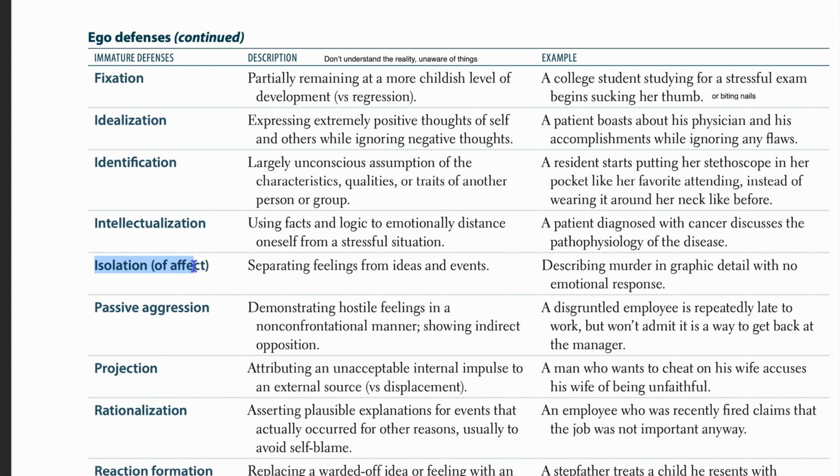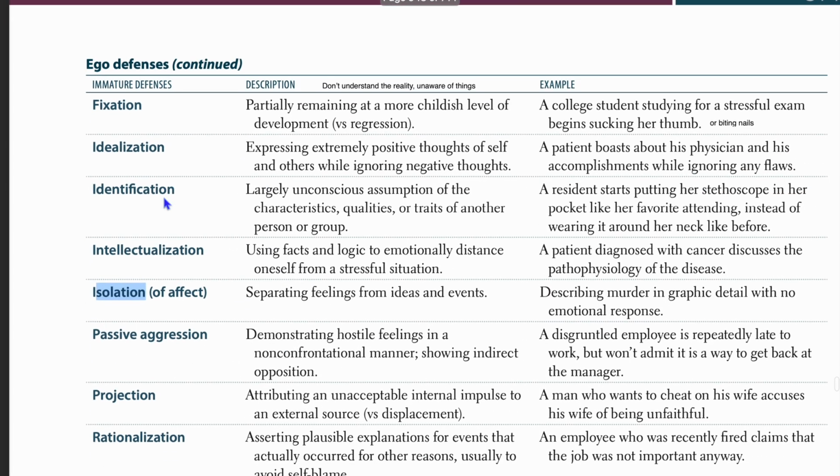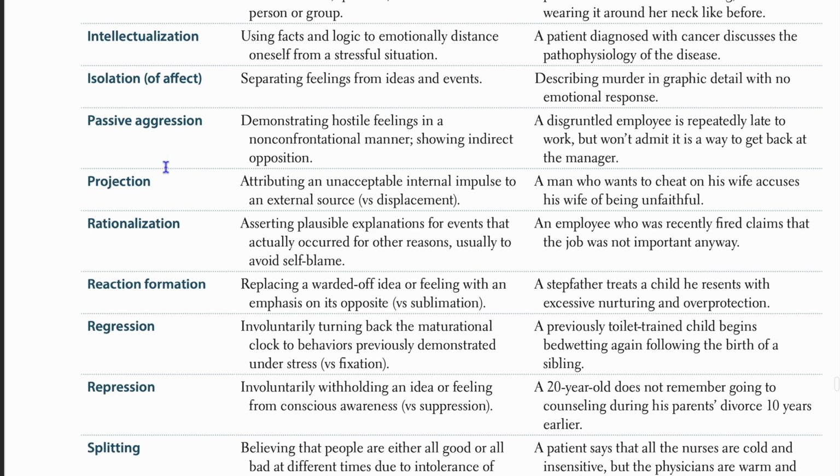Okay. Isolation of affect. Describing murder in graphic detail with no emotional response. So it's separating feelings from ideas and events. You should be able to differentiate between this and dissociation. With dissociation you would have a drastic change and all that, but you don't have the memory. Whereas in isolation, it's separating the feelings from ideas, and you remember everything. So you're describing it like a third party.